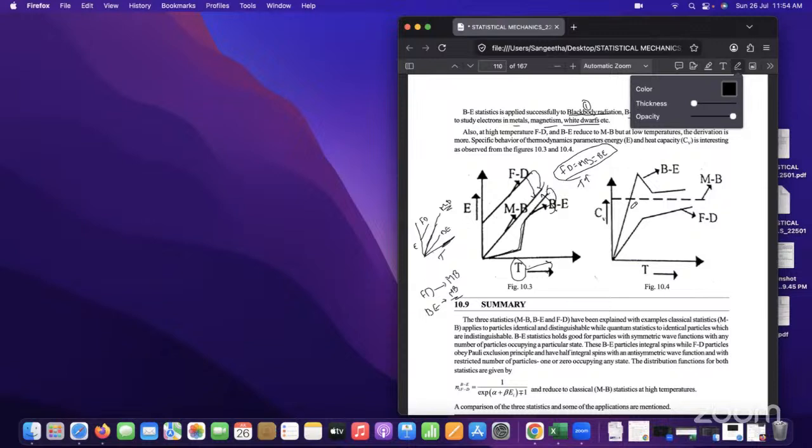Same, the second graph we have. What is in the second graph? The second graph is temperature versus specific heat. So what is the difference between the first graph and the second graph? In the first graph we are taking energy, in the second graph we are taking specific heat.